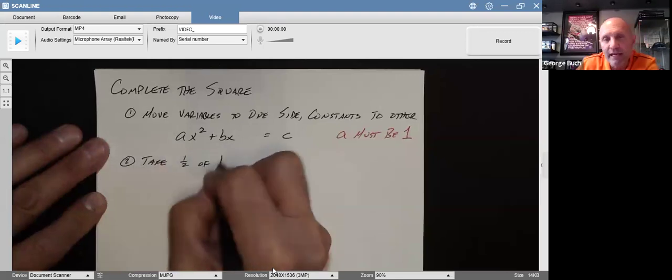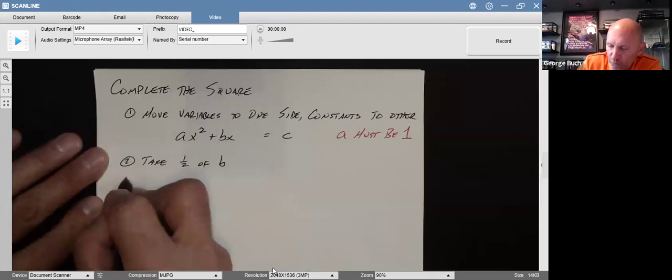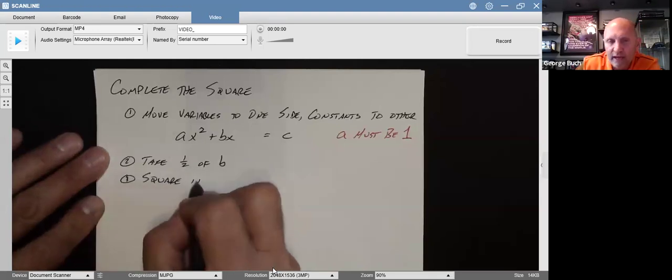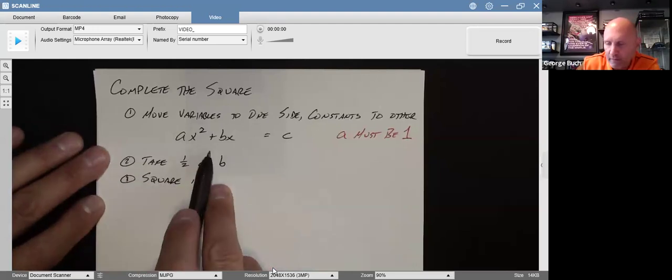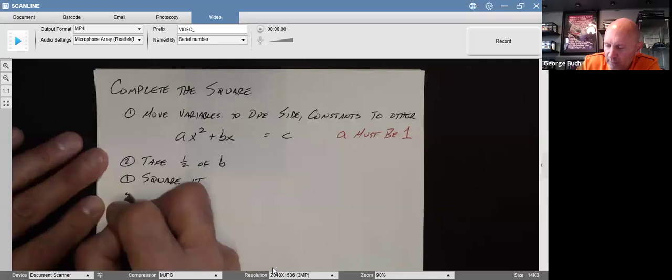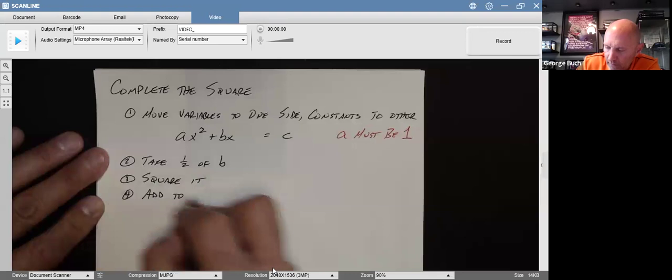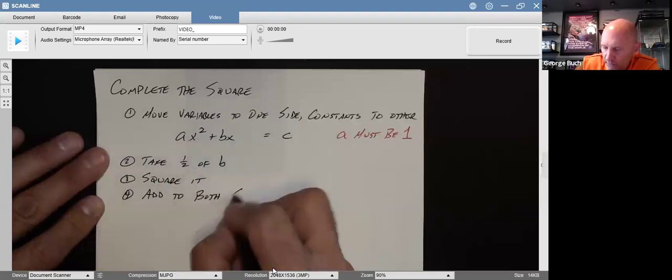So if b is 8, half of that is 4. If b is 10, half of that is 5. Once I have that number, I square it. So if b is 8, half of it is 4, square it, 16. And now that I have 16, I'm going to add it to both sides. So add 16 on the left, add 16 on the right.